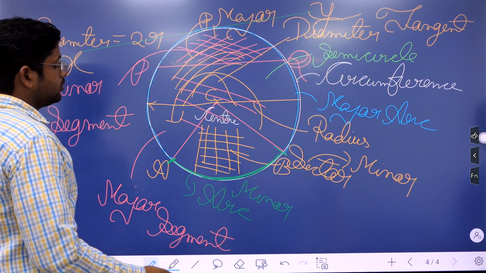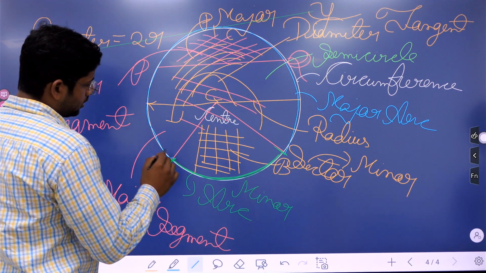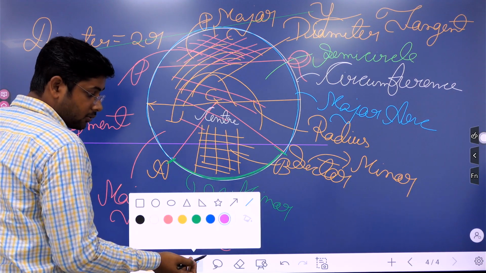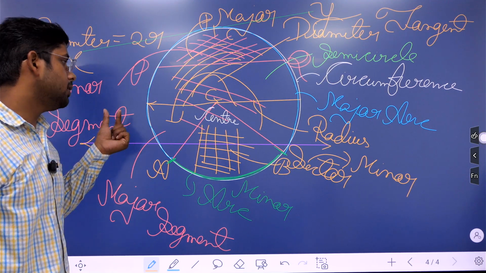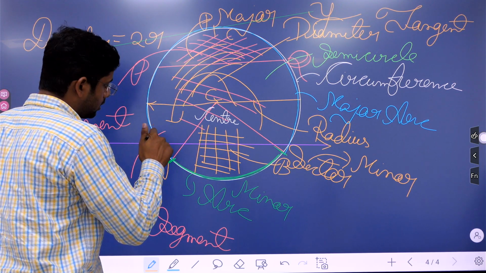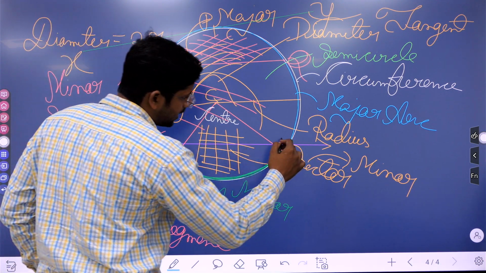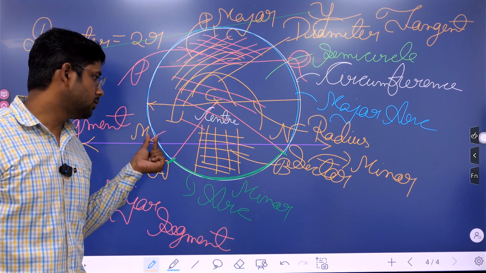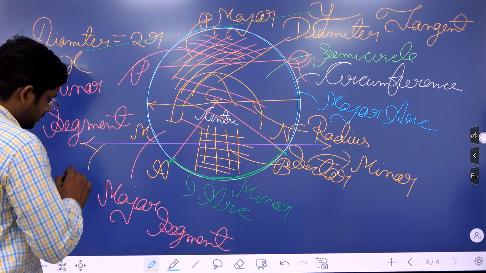Clear? And then come to the secant. What is a secant? Now focus here. It is your secant. What is the definition of a secant? When any line intersects the circle at any two points, suppose here M and N, it is called a secant.